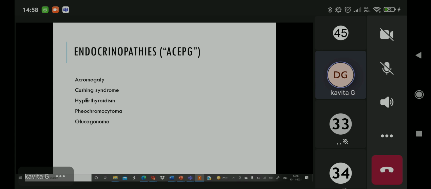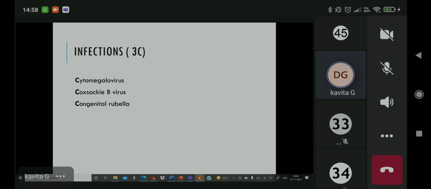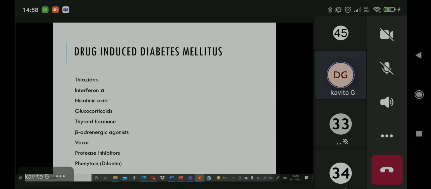Then, as part of various syndromes, it may be associated with other endocrine abnormalities. This you need not remember. This is just the cause, the settings in which diabetes mellitus can develop. There are various infections which are associated specifically with the development of diabetes. So these are the 3 C's, as I call it, CMV, congenital rubella, and Coxsackie.